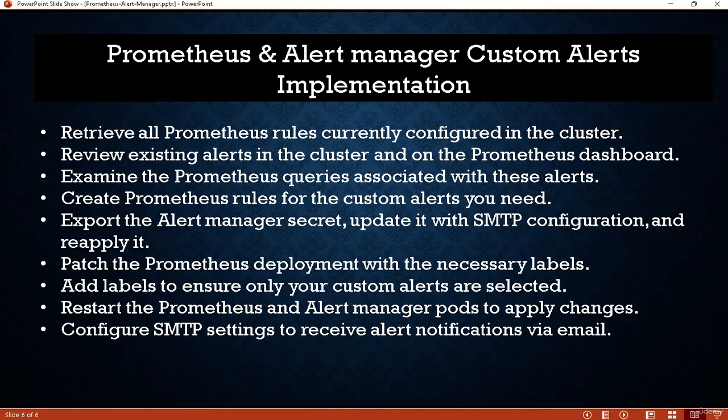Then we'll examine the Prometheus queries associated with those alerts. And we create some custom rules, custom alerts for us, and then we have to apply that rule. Then we have to export the Alertmanager secret and update this SMTP configuration of ours, like I showed you just some time back, and apply it.